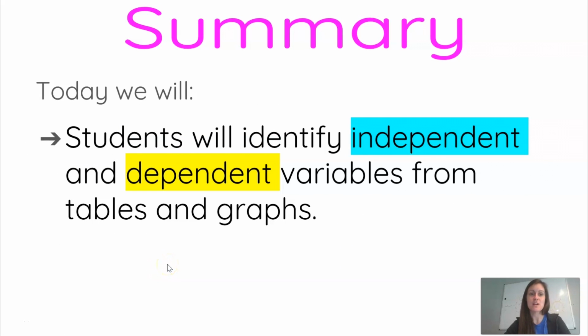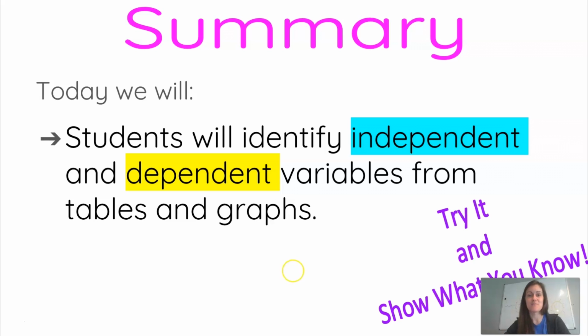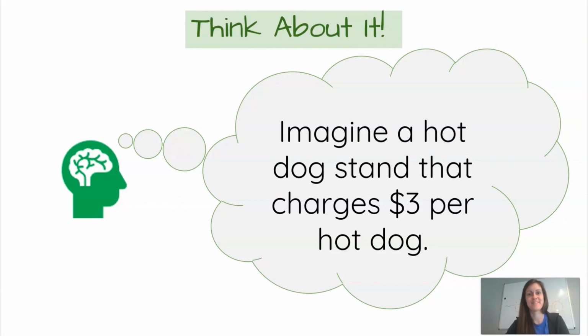Today, our learning objective was to identify independent and dependent variables from tables and graphs. We saw one example with a table and another example with a graph. In your print packet, there are lots of different problems and activities to practice identifying independent and dependent variables. One of the activities is a matching task. Those are my favorite kind of activity. And now it's your turn to try it and show what you know. A good strategy is to look back at the examples to help you if you get stuck.